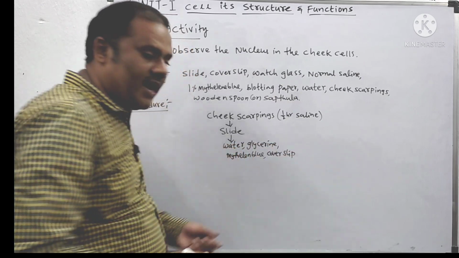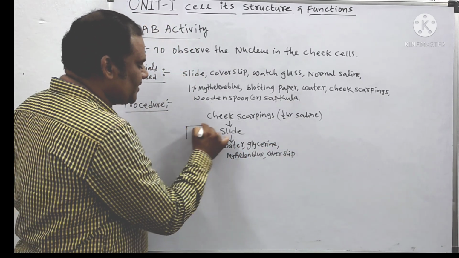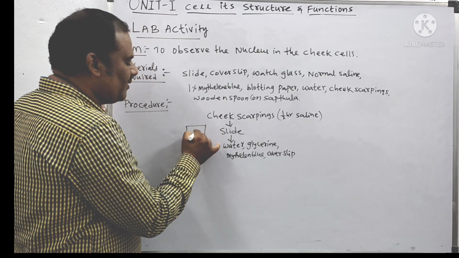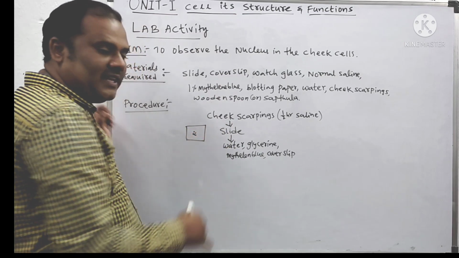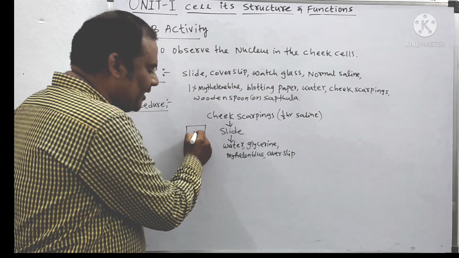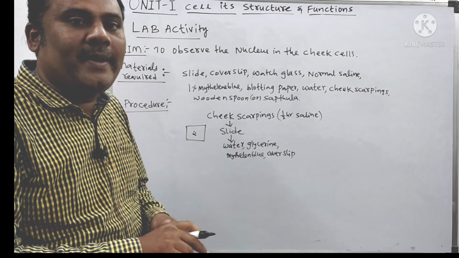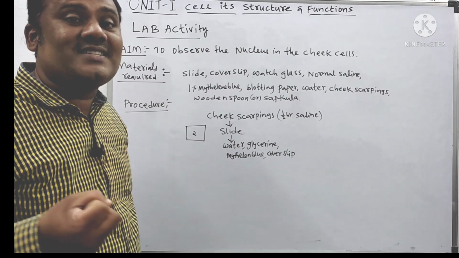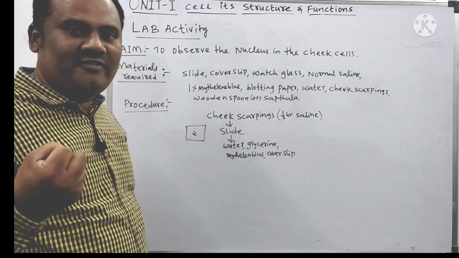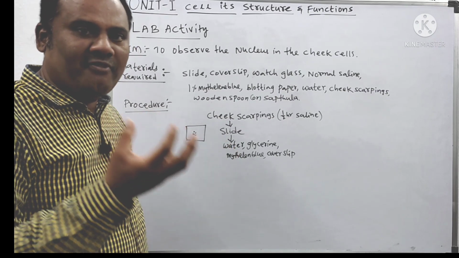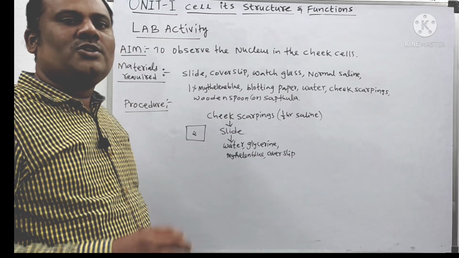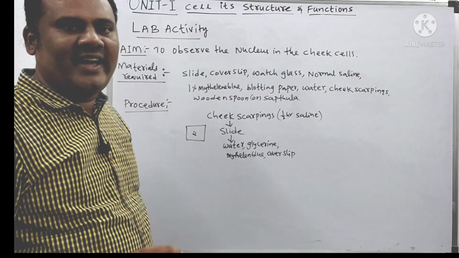For example, this is a slide. On the slide this scraping has been placed, and then you add methylene blue, and then you take the blotting paper and keep it here. Why? Because the blotting paper will absorb the extra dye, that is the methylene blue, if any extra is formed. If there is extra, you can't see the images clearly under the microscope. So the staining should be done very carefully.